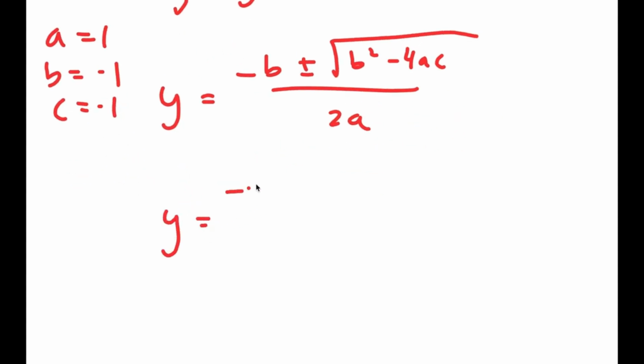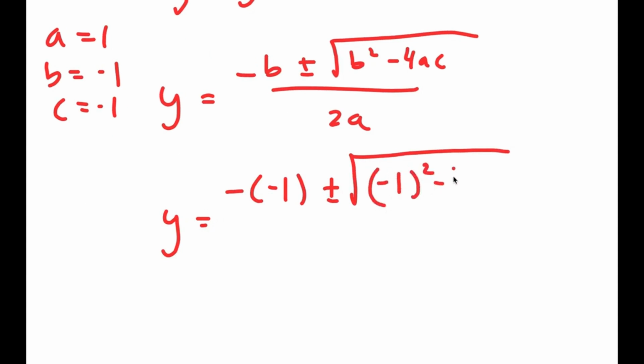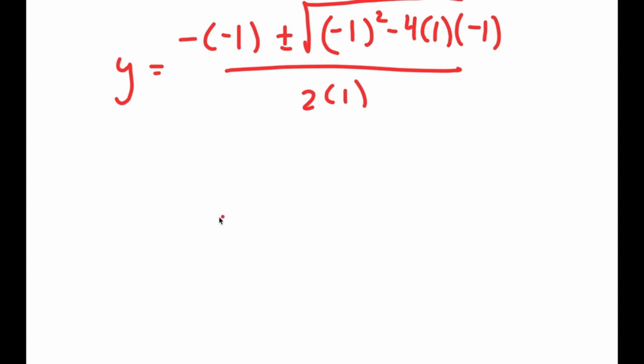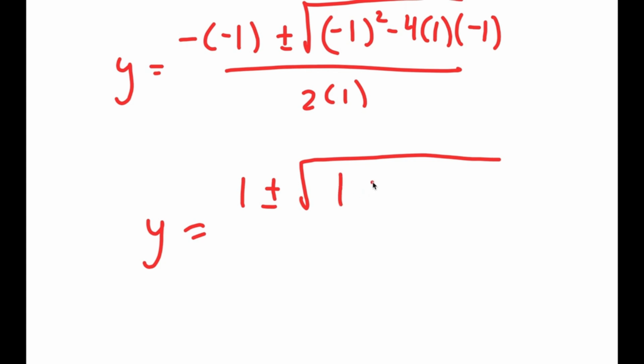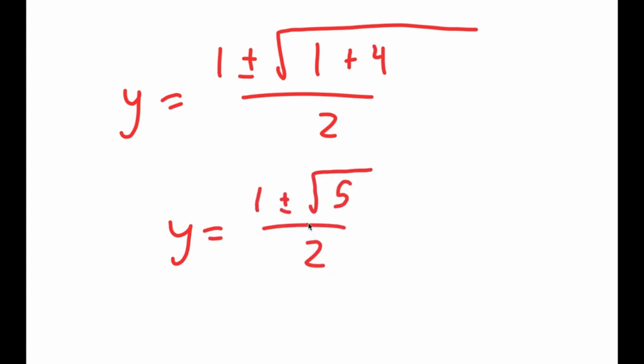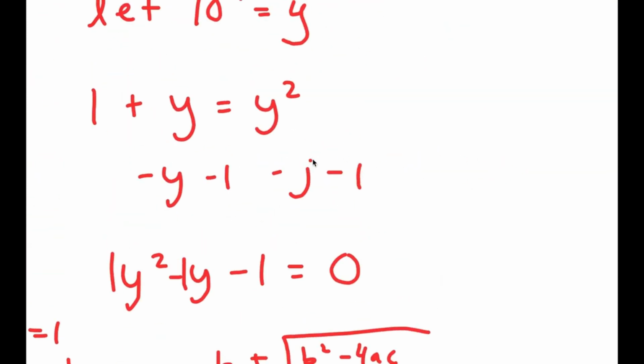So I get y equals negative of negative 1 plus or minus the square root of negative 1 squared minus 4 times 1 times negative 1 all over 2 times 1. And now this is equal to 1 plus or minus the square root of 1 plus 4 over 2, which is equal to 1 plus or minus the square root of 5 over 2. So I get that the value of y is equal to 1 plus or minus the square root of 5 over 2. However, we aren't done yet, because remember, we're solving for the value of x and not y.